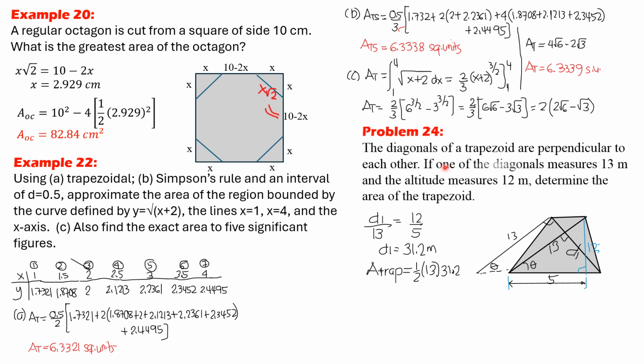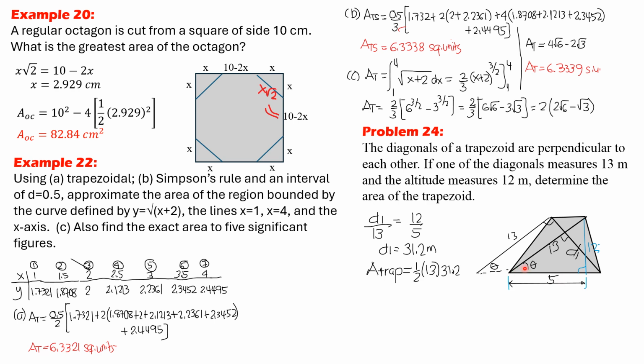Then Problem 24. The diagonals of a trapezoid are perpendicular to each other. If one of the diagonals measures 13 meters, which is this, and the altitude of the trapezoid measures 12 meters, so we have 13, 12, so this should be 5 from proportions of a right triangle.